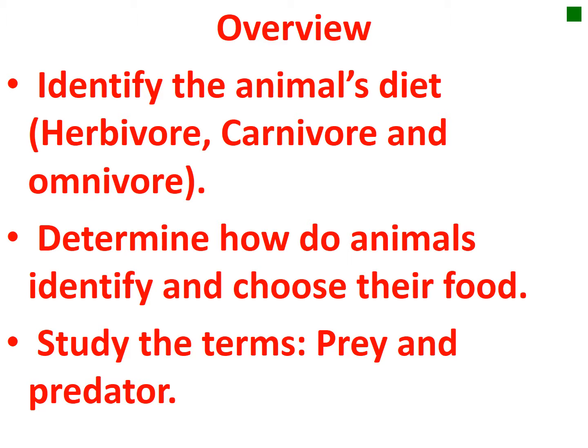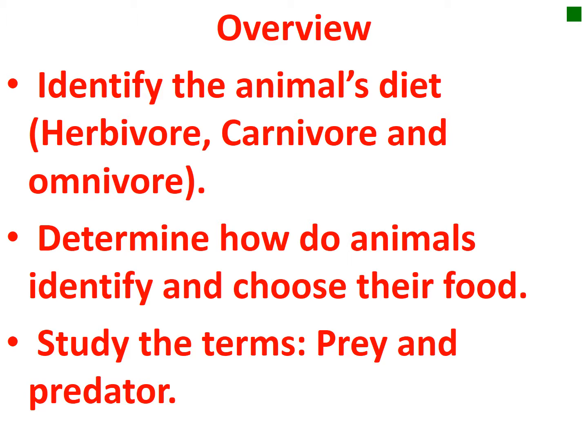Hello, grade 7 students. In this presentation, we are going to identify how do animals choose their food, how do they capture their food, and how do they consume their food. We're going to identify the terms prey and predator.